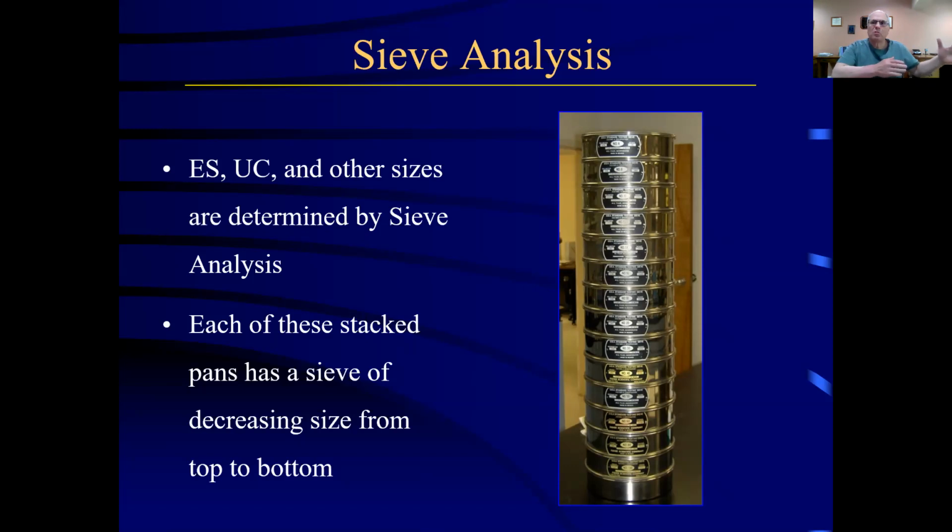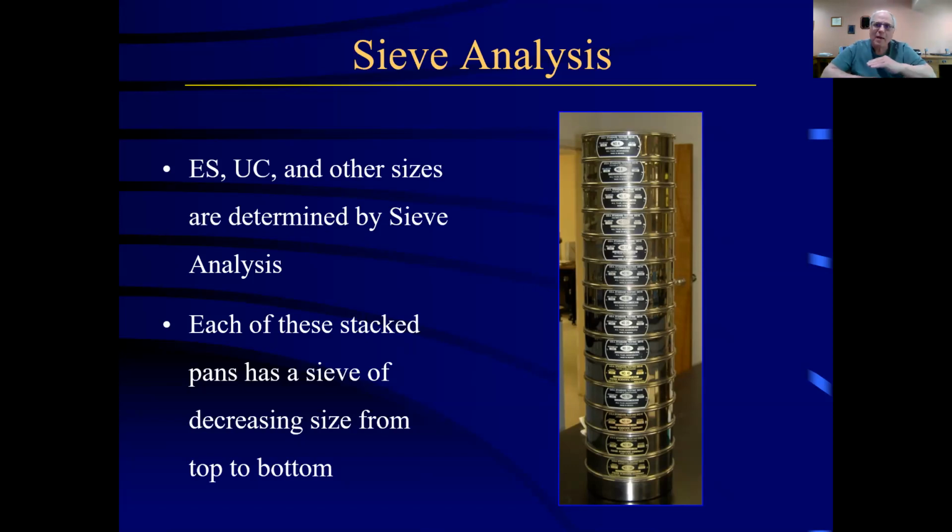What you would do is take a representative sample of the material that you want to measure. Say you bought a couple of super sacks of anthracite. You pick a sample out of there, you weigh exactly 100 grams of it, and you put it in the top sieve. You would shake this whole sieve arrangement, and those particles would work their way down. The bigger particles, of course, would stay on top, and the smaller ones would work their way down.